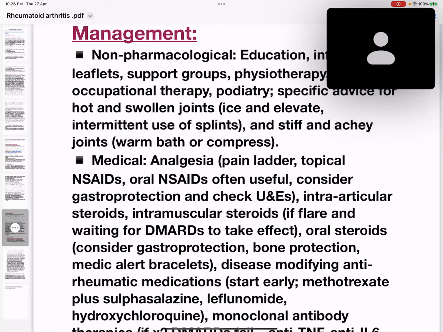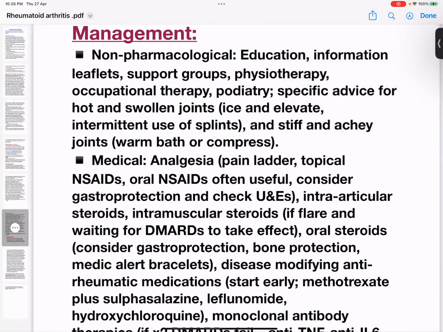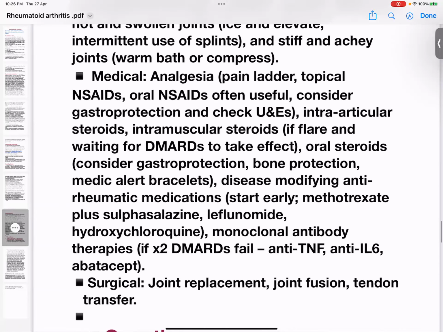So medical treatment, it's mainly about the staging of the disease. So mild disease, you can start with non-steroidal anti-inflammatory medications. Non-steroidal anti-inflammatory medication is the first line of treatment. And consider gastroprotection, give PPIs with the non-steroidal anti-inflammatory, and make sure there is no contraindication for this medication. If there is renal impairment or history of peptic ulcer disease, you should be careful.